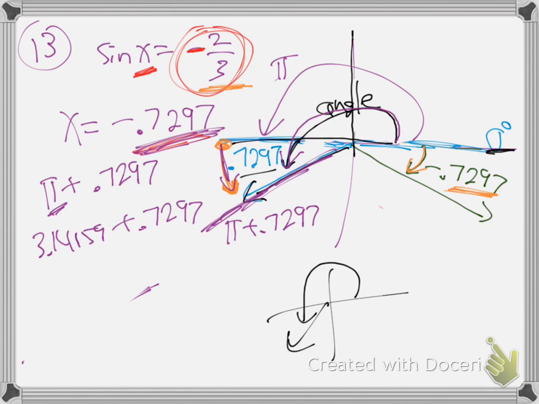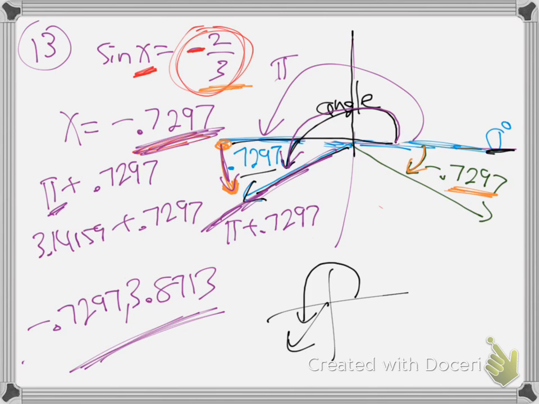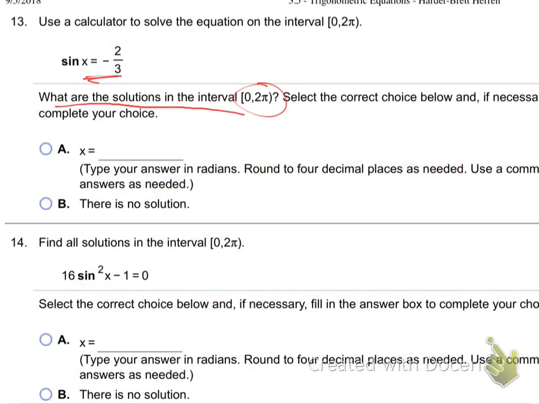So the two answers are negative 0.7297 and positive 3.8713. There they are. So these are really right. They just want it said differently. These are both right. Now let me say it correctly. They're happy with this one. They don't want that one. Why not? Well, I better read the instructions. Does it say negative answers are okay? No. It says between 0 and 2 pi. In other words, no negatives, please.